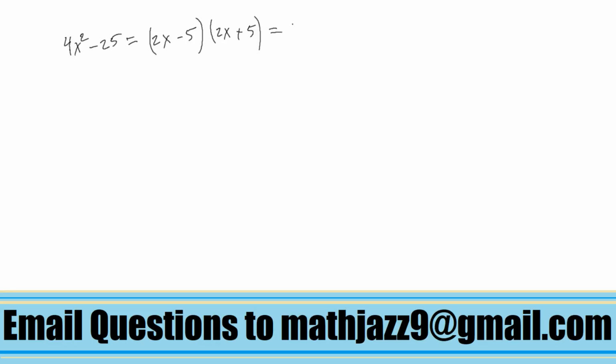2x times 2x is 4x squared. 2x times 5 is 10x. Negative 5 times 2x is negative 10x. And then negative 5 times 5 is negative 25. And the 10x's cancel. This is, in fact, what we started with. So we did it right. Yay. Here's our check mark. Okay, so that's how we're going to do factoring, is once we've factored, we're just going to check by multiplying everything back together and seeing if it comes out right.